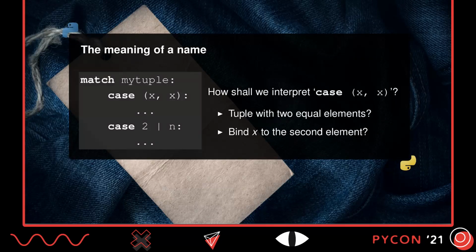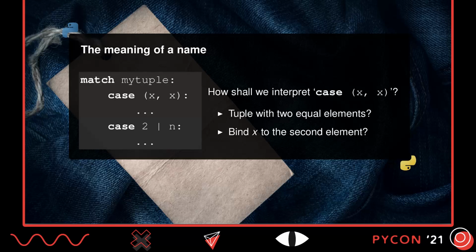Of a very different nature is the issue where we have two names occurring in the same pattern, like here in the first case statement, case x, x. Now, if we approach it naively, perhaps as a beginner who's not too familiar with all of Python's features and intricacies, we could fairly assume that we expect a sequence of two elements which coincide. So for instance a tuple, where the first and second element in the tuple are equal.